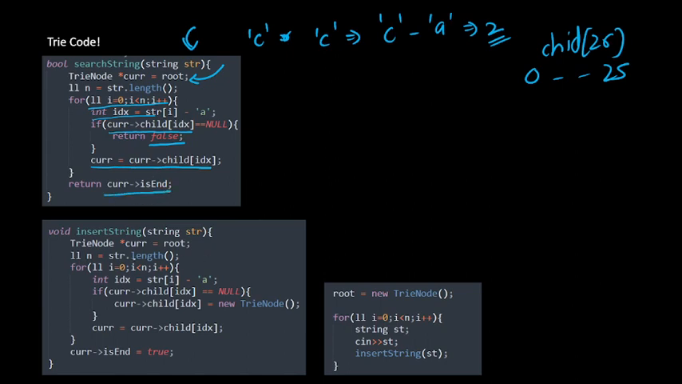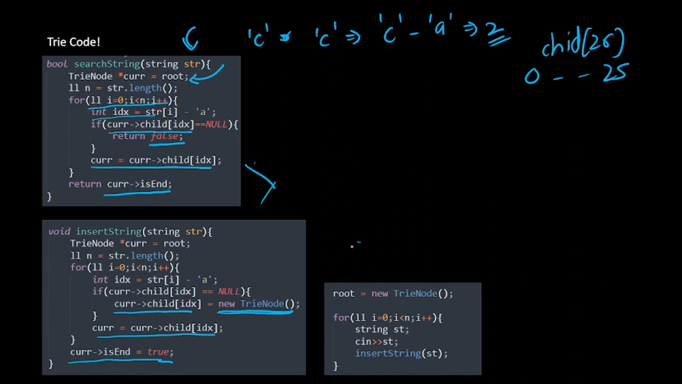The same thing you have to do in insert string. If you don't have a branch, you'll create a new branch, and we use the constructor. Similarly, you'll go to the end of that, and you'll keep on traversing. As soon as you have reached the end of the string, you will make the current isEnd equal to true, because that is the end of the string. So this is how these two functions work.